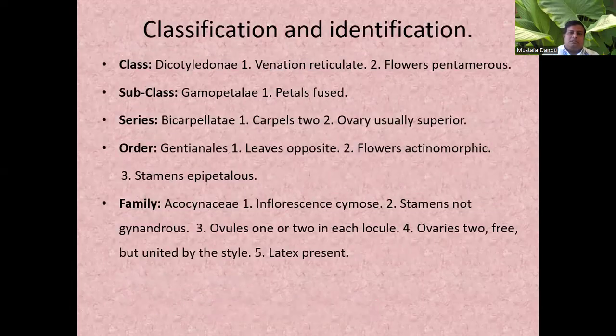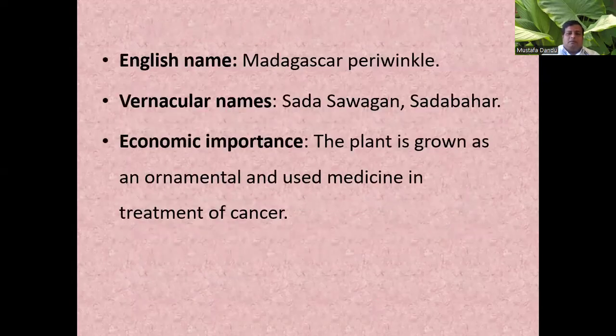Here you can see the classification. Class is Dicotyledonae, subclass Gamopetalae, series Bicarpellatae, order Gentianales, family Apocynaceae. The common name is Madagascar periwinkle. Vernacular names are Sadabahar, Sadafuli. Importantly, it is ornamental and used for medicinal treatment of cancer.